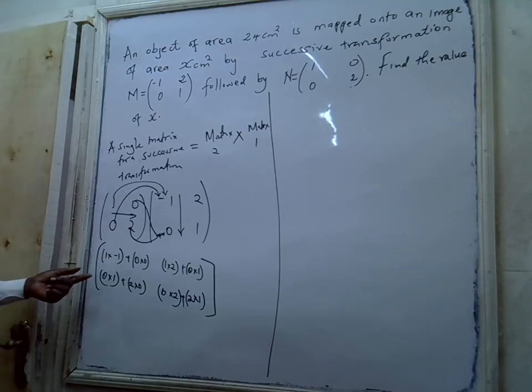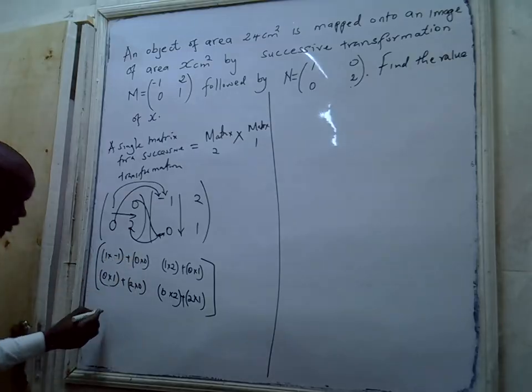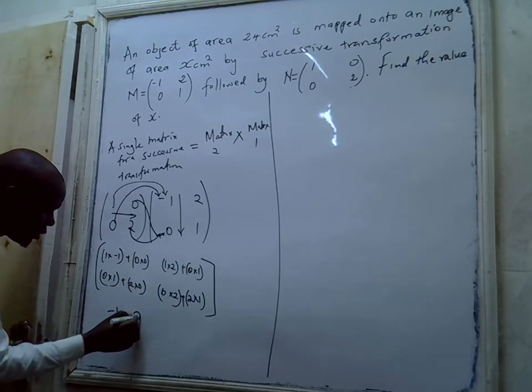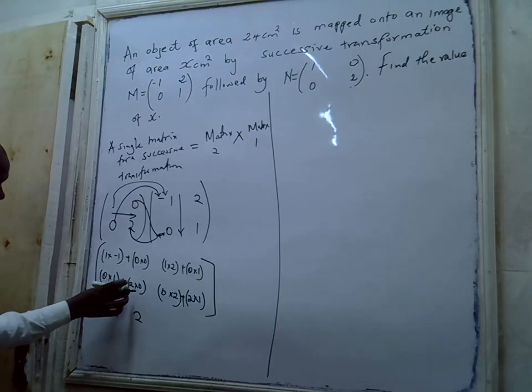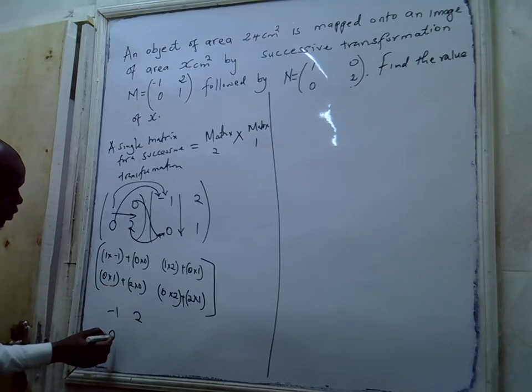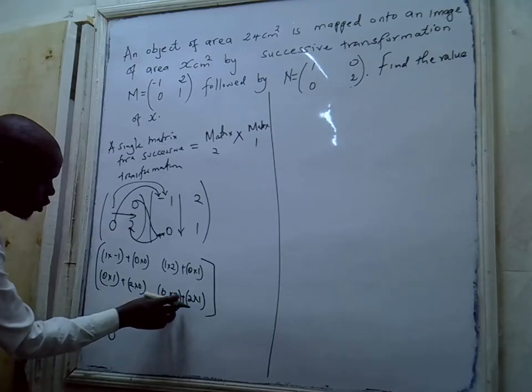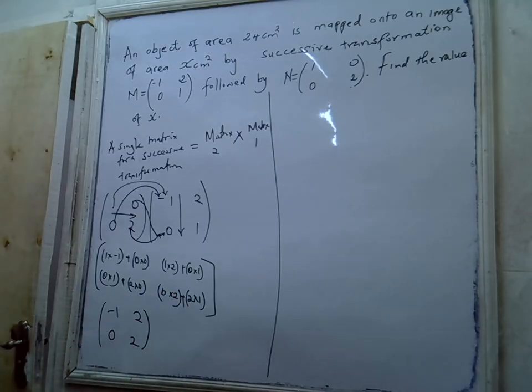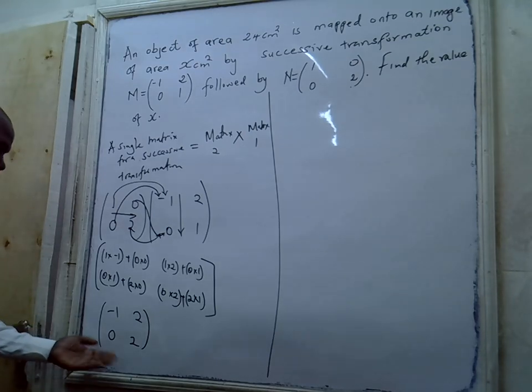And from here, we will now get the product. This is -1 plus 0, which is -1. This is 2 plus 0, which is 2. This one is 0 plus 0, which is 0. Then we have 0 plus 2, which is 2. This one is the product of the matrices. This is the single matrix of transformation. Therefore, from here, we are going to the next step.